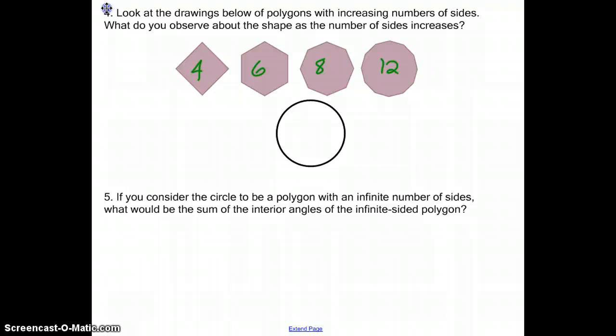If you consider the circle to be a polygon with an infinite number of sides, what would be the sum of the interior angles? So if n is infinity, if you had an infinite number of sides, what would the sum of your interior angles be? Okay, so 180 times n minus 2, so that's like times infinity. So you'd get a huge, large number, which would actually be very close to infinity, and that's your infinity symbol. So in other words, it would get very large.